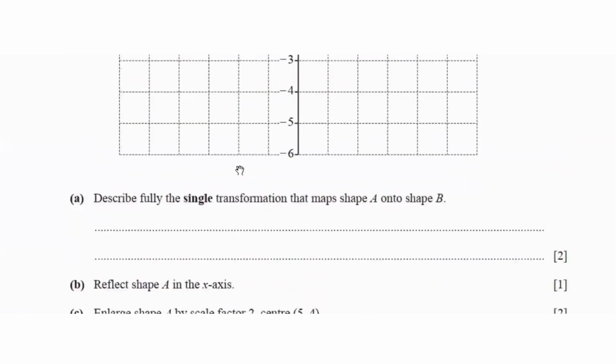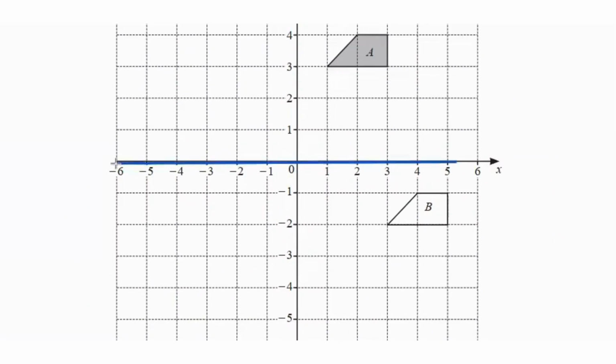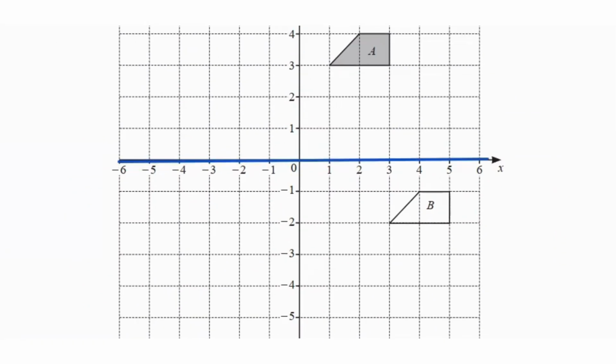Reflect shape A in the x-axis. So we draw a line on the x-axis. Once we have drawn the line on the x-axis, we highlight the points that we're going to reflect. So this point is 3 units from the x-axis, which means it's going to be 3 units from the x-axis on the other side as well. This point is also 3, so this comes over here, and these two come over here. So as you can see, we have a mirror image of A in the x-axis.